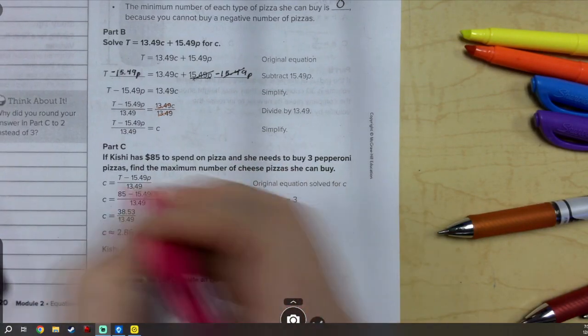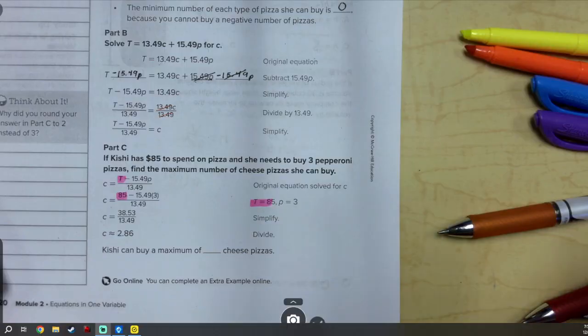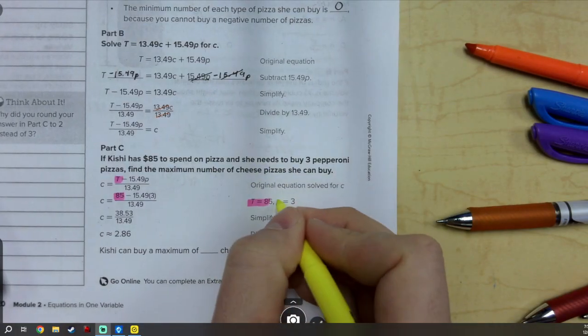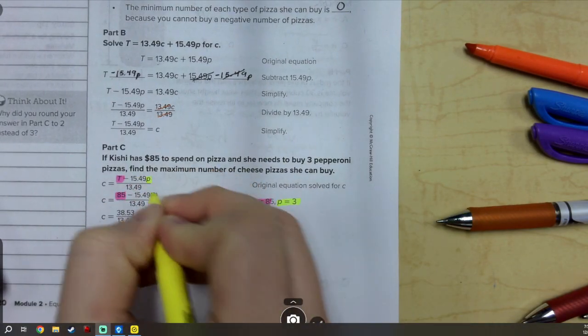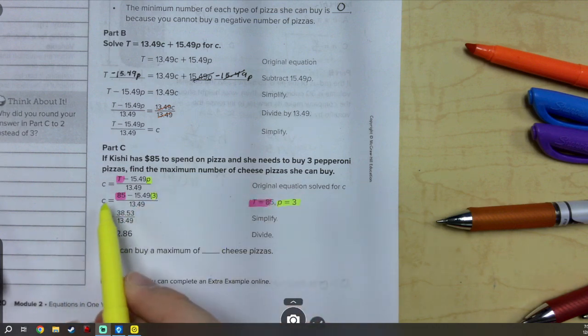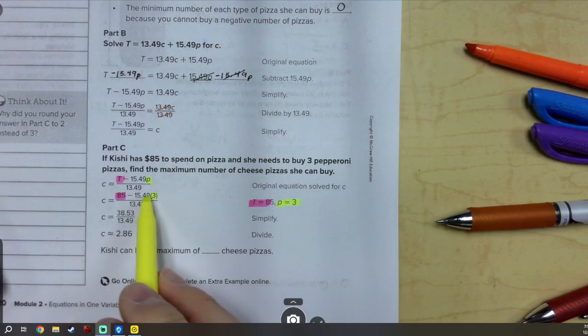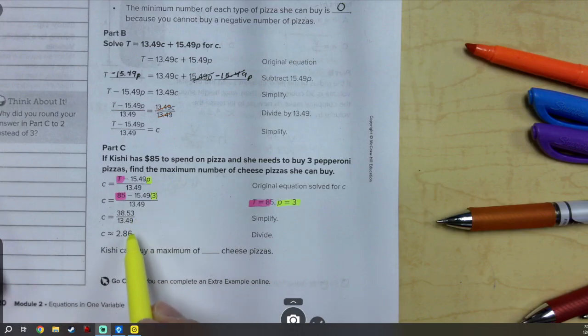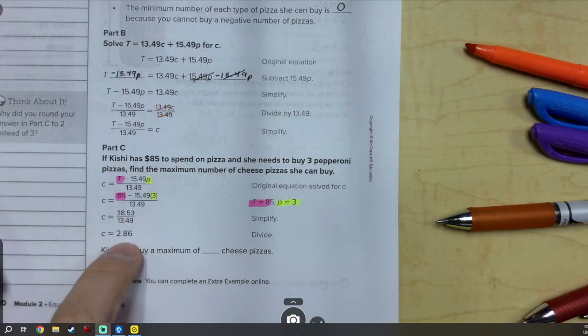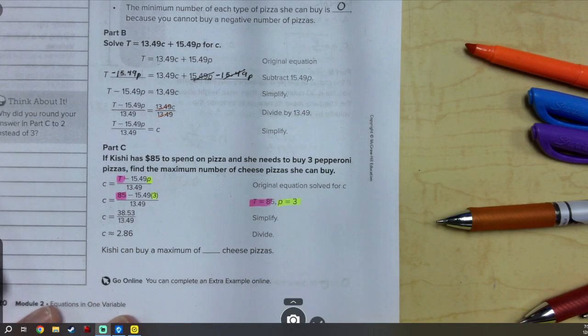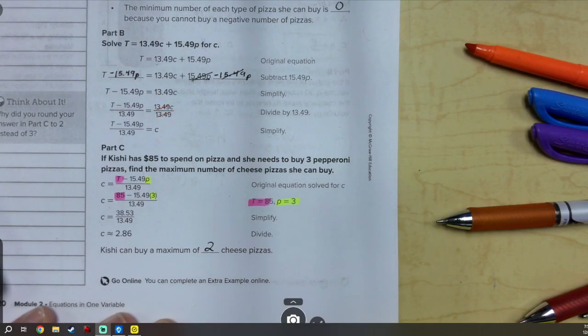We have our T, and we have our P, and P is the number of pepperoni pizzas. So we have our total cost minus the cost of our 3 pepperoni pizzas. That money that is left, we are dividing by the cost of a cheese pizza. We get 2.86. Since we're talking in whole pizzas, we can't have part of a pizza, so we must round down. So we can only buy 2 cheese pizzas.